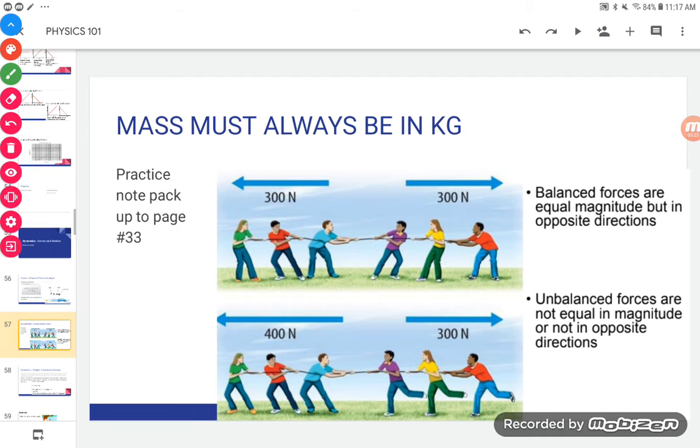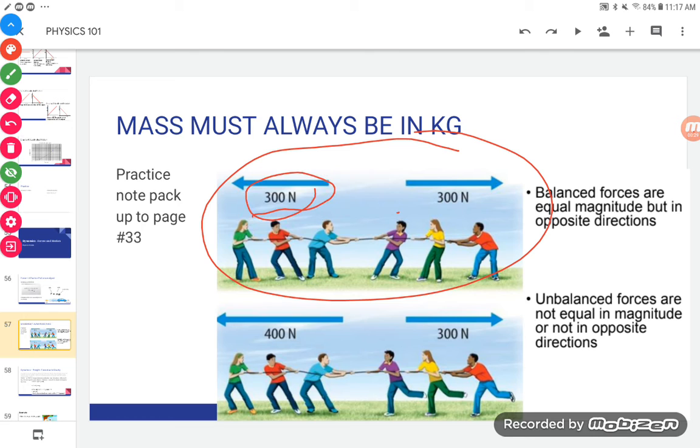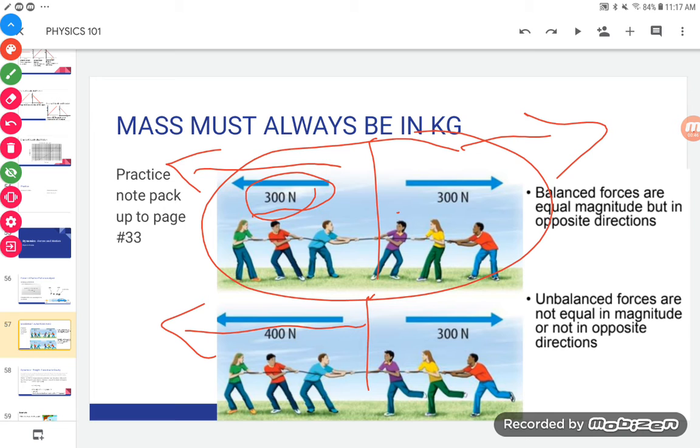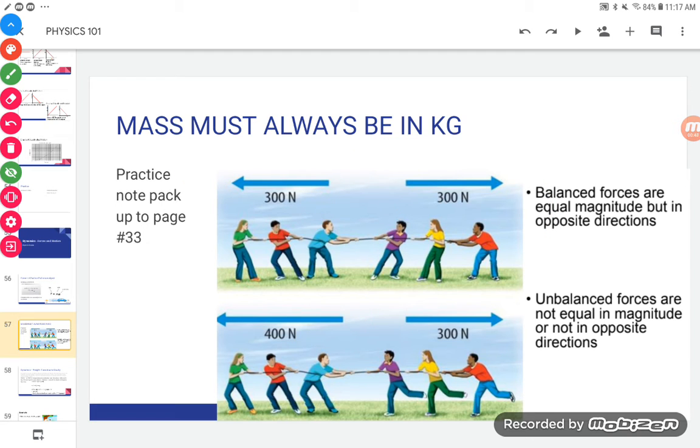Here's a good picture I like to think about. If 300 newtons is being pushed, and the unit for force is the newton, by the way, we'll talk about that in a minute. If somebody is pulling 300 newtons this way and 300 newtons this way, there will be no change in position, so no acceleration. There's only acceleration when one force applied is stronger than the other force. So that's good to remember.